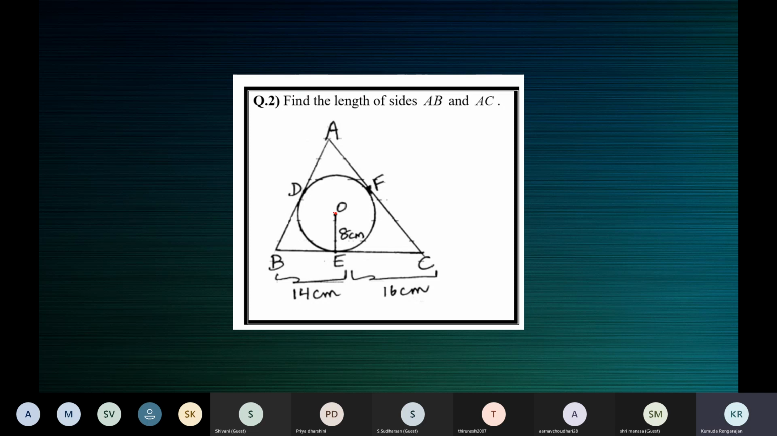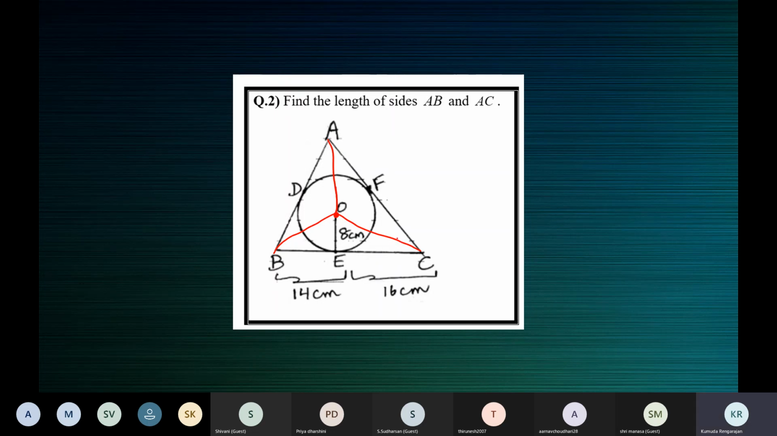Okay, so we'll have to join the center O to the three vertices of the triangle. See here, join OA, OB, OC. When we do this, we are dividing the whole triangle into three smaller triangles. Join the center to the three vertices of the triangle. Join OA, OB, and OC.